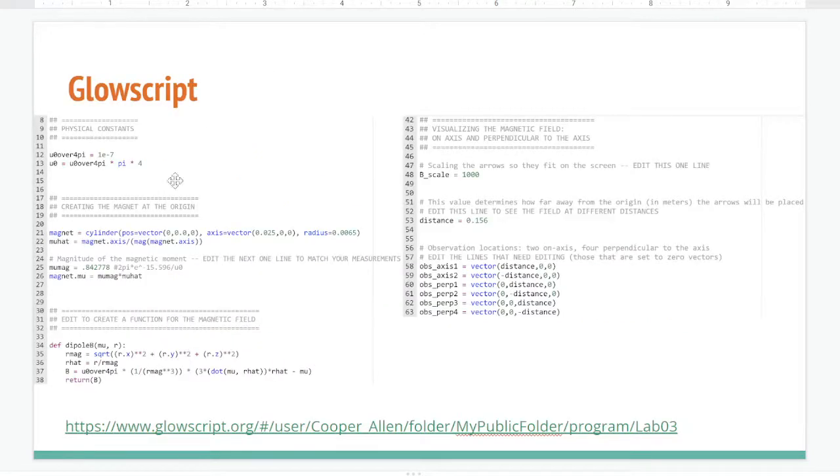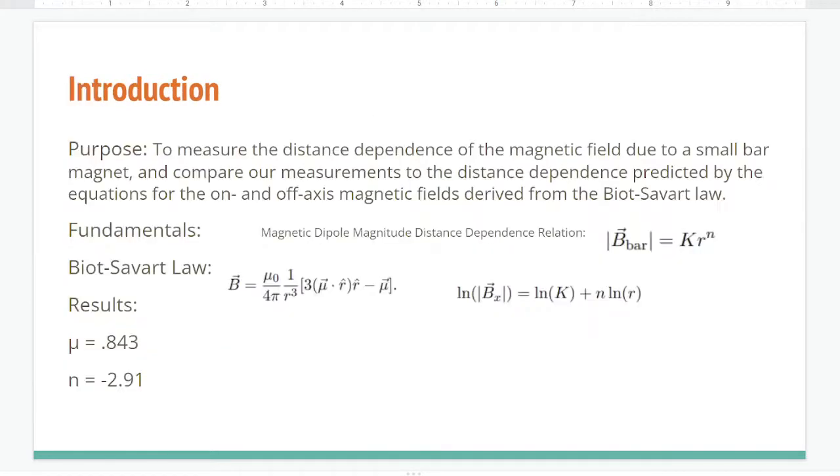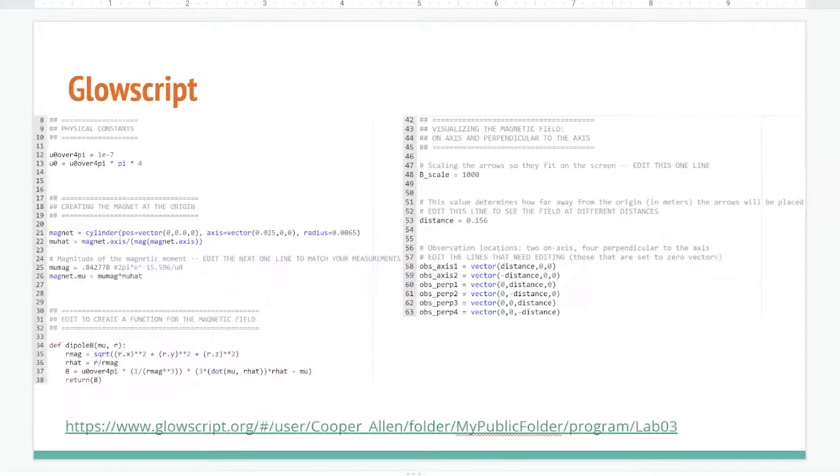Here is all the code for that. Most of this we were given, although here you can see our actual measured distance, and B scale, which we made just to make the arrows look good, which you'll see in a moment. This is the equation for actually doing the calculations for the dipole equation from the Biot-Savart law that you see here. And of course all of where the other vectors should go.